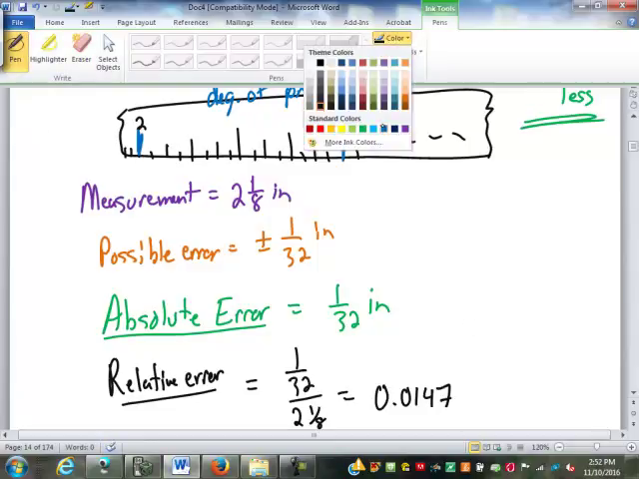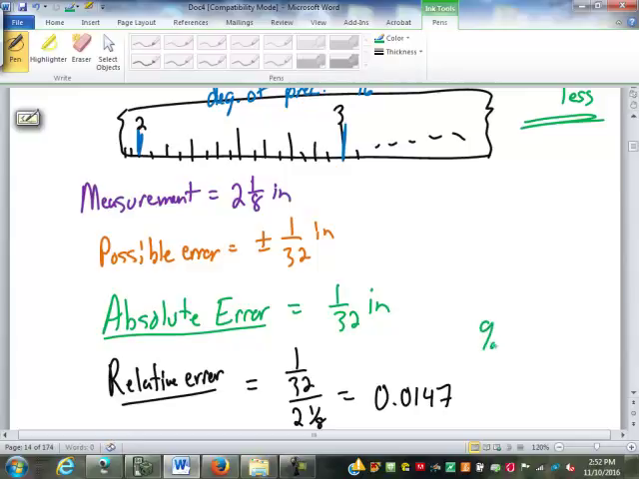So now we're going to change that to a percent error. Our percent error then would be what? 1.47. That is greater than our 1%. So what that is telling us is this measuring device is not precise enough to measure this object within the error that we want it to be.